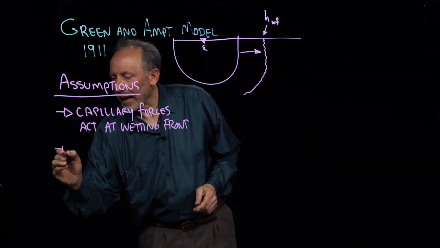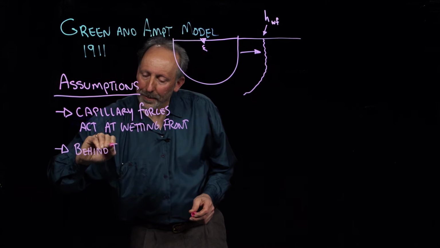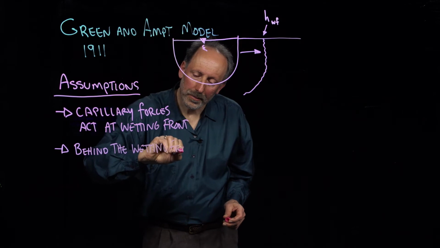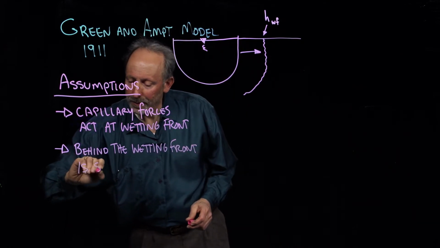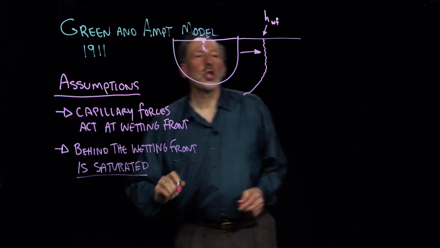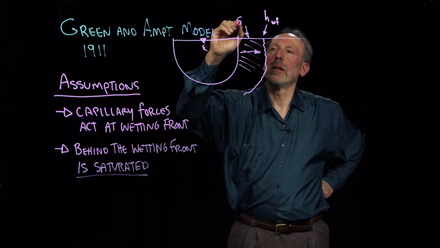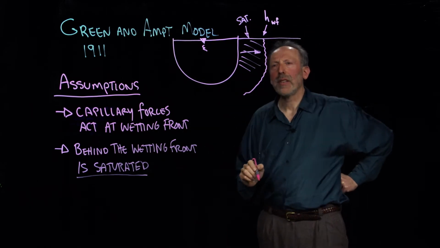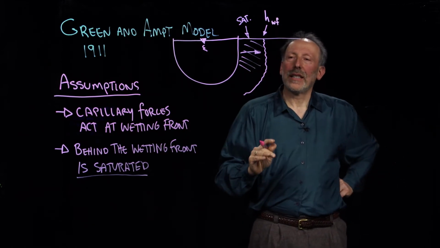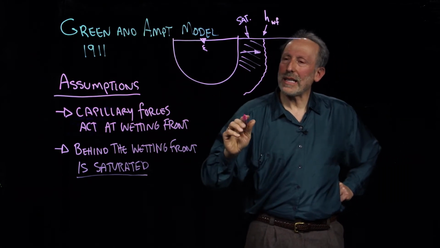And then the second thing we're going to say is that behind the wetting front is saturated. So we're going to say that this soil is essentially saturated. That's it. That's all we're going to do. The amazing thing is, what if we wanted to calculate the rate at which that wetting front was moving? How would this help us? Well, let's just write down Darcy's law.